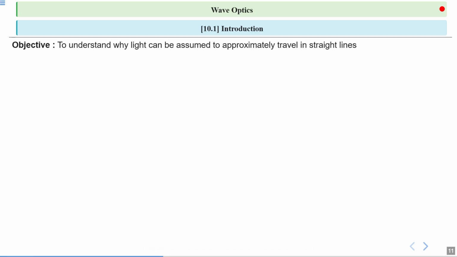So we are going to explore why light can be assumed to travel in straight lines. This is a fundamental concept in wave optics that helps us understand how light behaves in everyday situations. Our objective here is to grasp the reasoning behind the assumption.